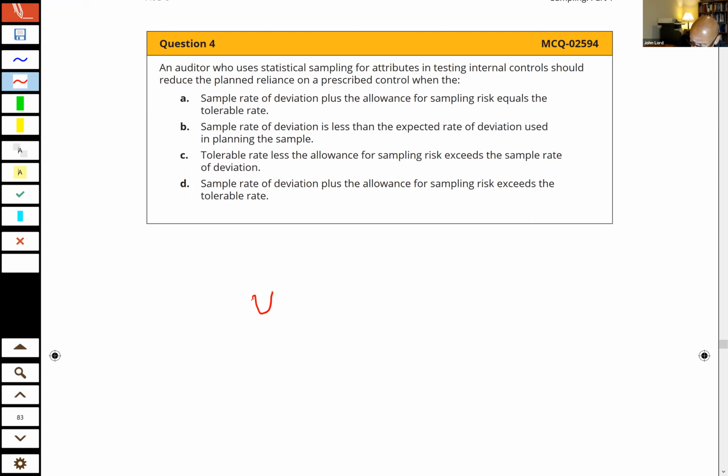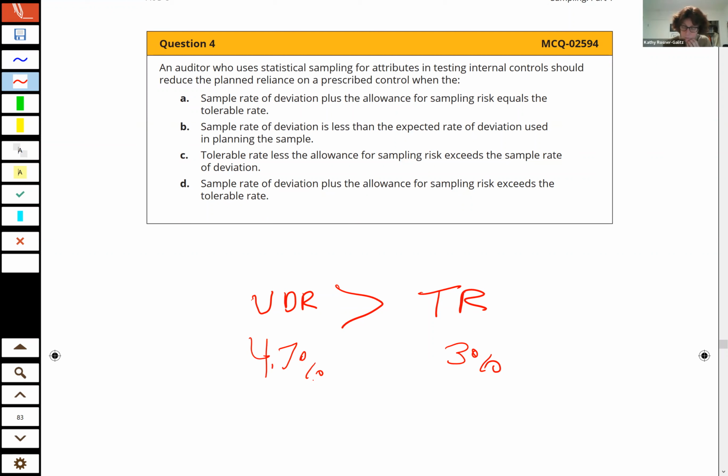You're saying that I determined that my upper deviation rate is more than my tolerable rate. Is that what you're saying to me? That's what you just said. You said that the deviation rate is more than my tolerable rate, but we call that the upper deviation rate. My tolerable rate is 3%, and my upper deviation rate is 4.7%. We all agreed that the auditor would not rely on the control, right? Didn't we say that?